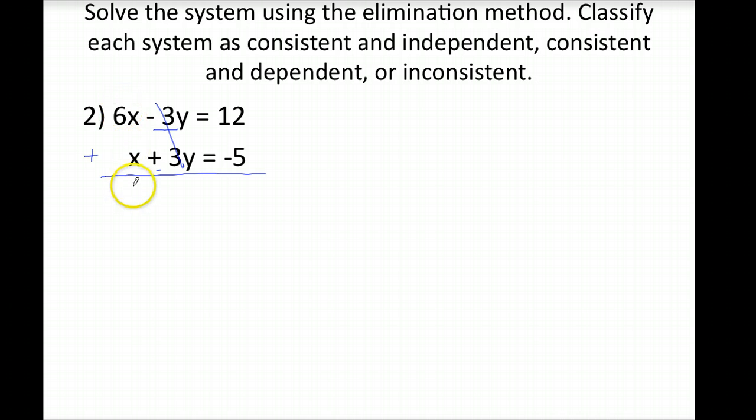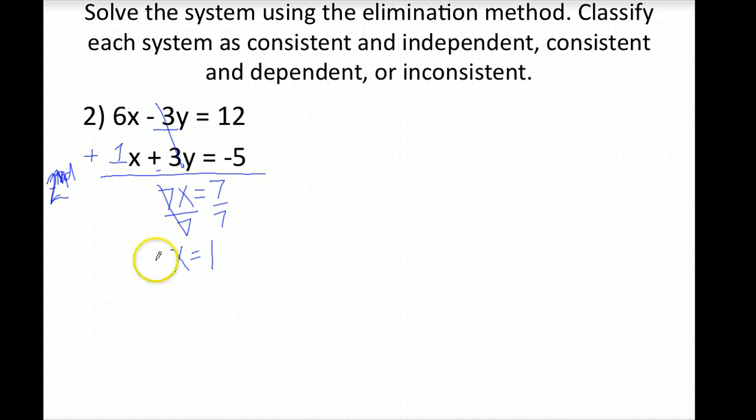And then we add the remaining terms. 6x plus, keep in mind this is 1x, is 7x. 12 minus or plus -5, so you get 12 plus -5, or 12 minus 5, is 7. Divide by 7, and we're left with x equals 1. Now this one, the first step was already done for us, so we moved on to that second step.